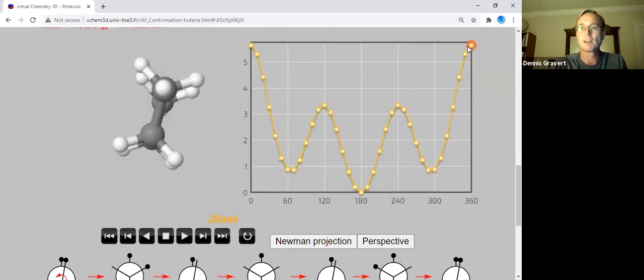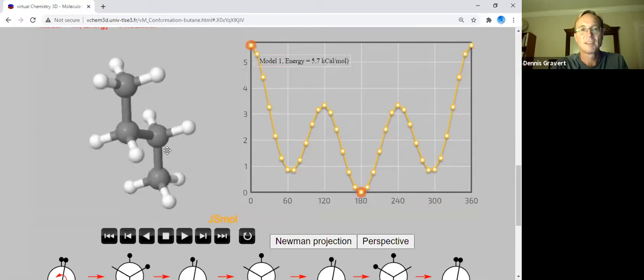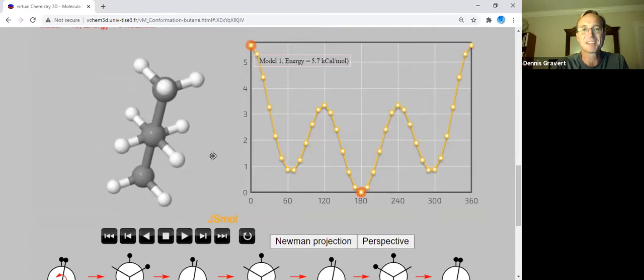Okay, so we're up here, high on the graph, meaning, well, it doesn't say so. Oh, here we go. If you press on the screen, that's cool. This is 5.7 kilocalories per mole of energy, of rotational steric energy. Crowding energy is sterics. And then down here is an energy minimum, a low valley, a low point, that's 0 kilocalories per mole. If I click on it, it puts it in that shape. The what shape? The anti-shape, anti-conformation.